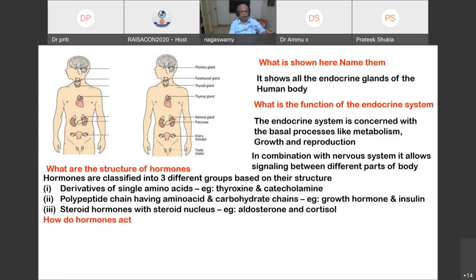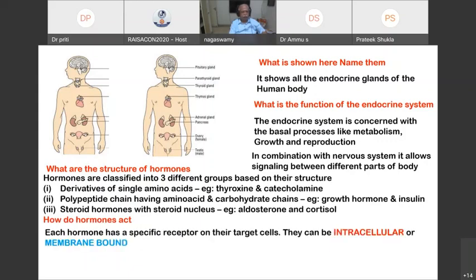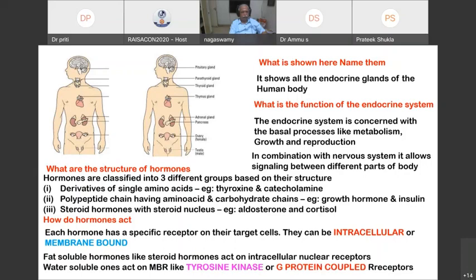So how do hormones act? What is their mechanism of action? Each hormone has a specific receptor on its target cells, which can be intracellular or membrane bound. Fat-soluble hormones like steroid hormones act on intracellular nuclear receptors. Water-soluble ones act on membrane receptors like tyrosine kinase or G-protein coupled receptors. So these are the mechanisms: one is nuclear receptors, the second is membrane bound, which is classified as tyrosine kinase or G-protein coupled. Some basic physiology.